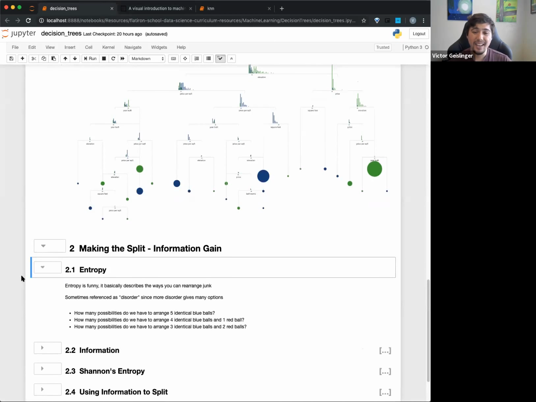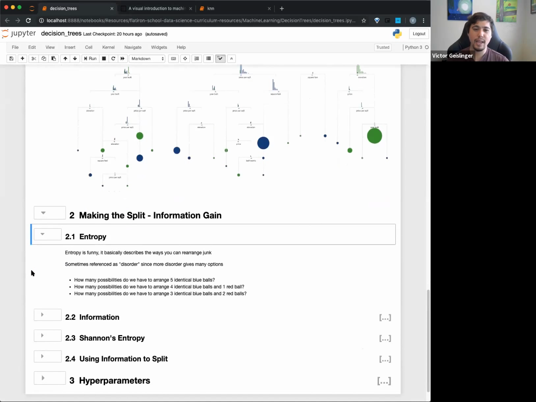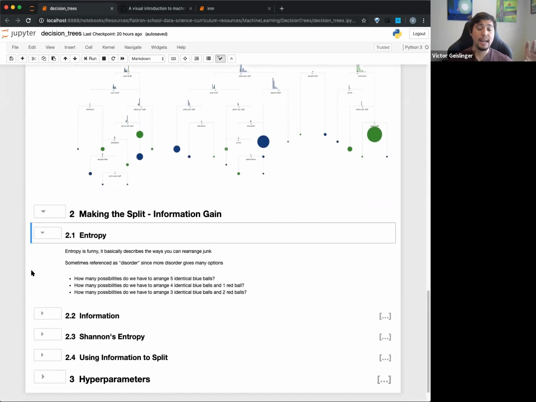The way I describe entropy, you might have heard that entropy is the amount of chaos in a system. That's not actually the best description, even for physics and chemistry. What it's really about is how well you can reorganize your junk. If you can organize your stuff really well, then you have low entropy. Basically, it means you can describe the system with less information.